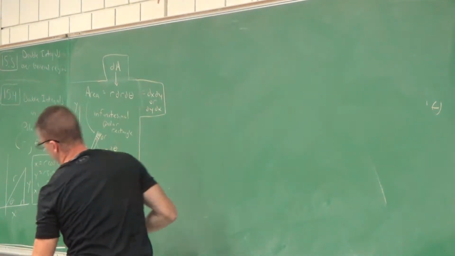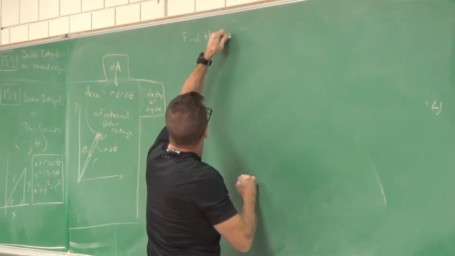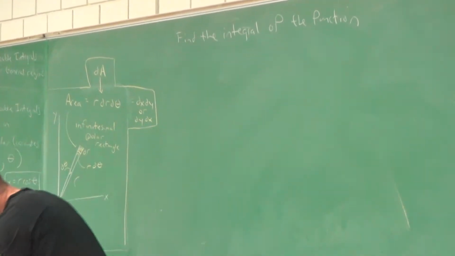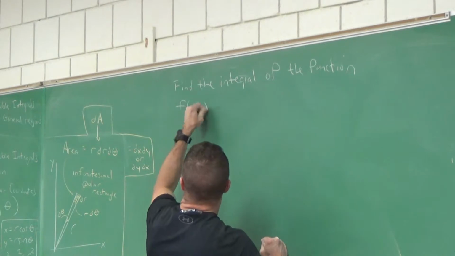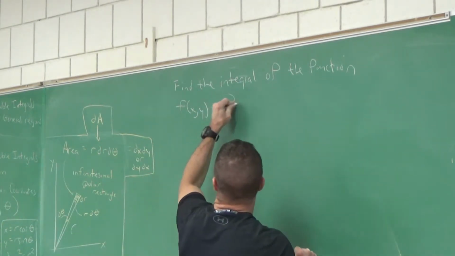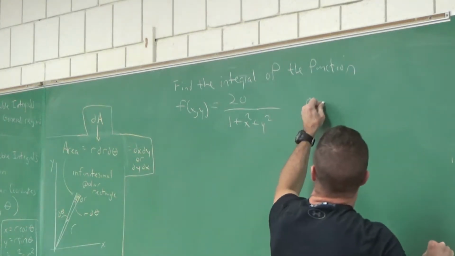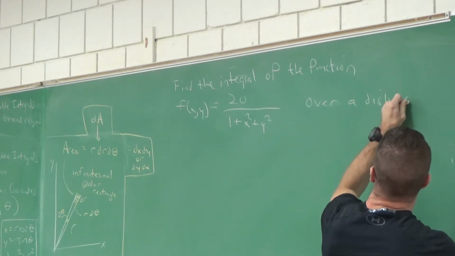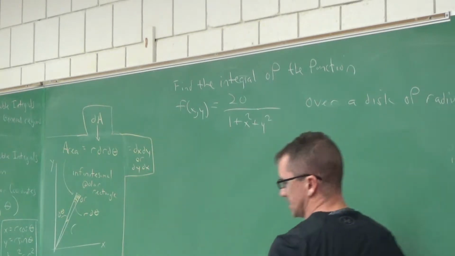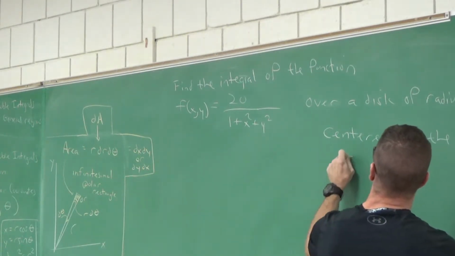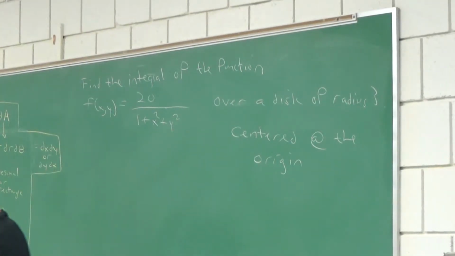So what I want you to find is the integral of the function f of x,y equals 20 over 1 plus x squared plus y squared, over a disk of radius 3 centered at the origin. Can you set that up?